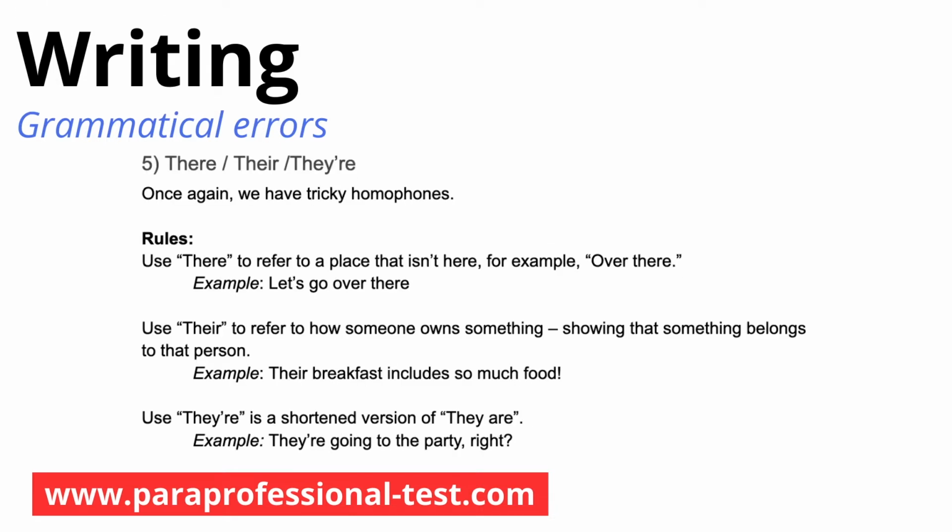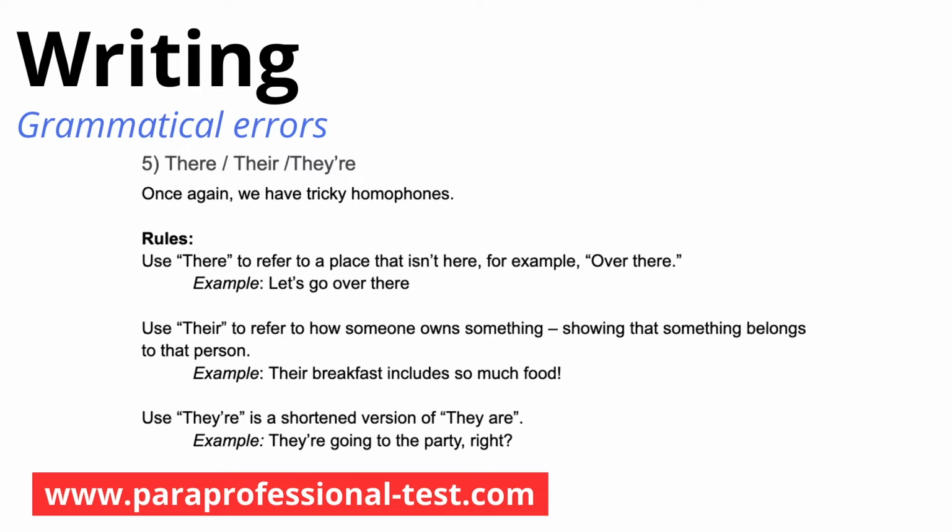The fifth most common grammatical error is there, their, and they're. Once again, we have some tricky homophones. The rules here to remember are the following. Use there to refer to a place that isn't here. For example, let's go over there.